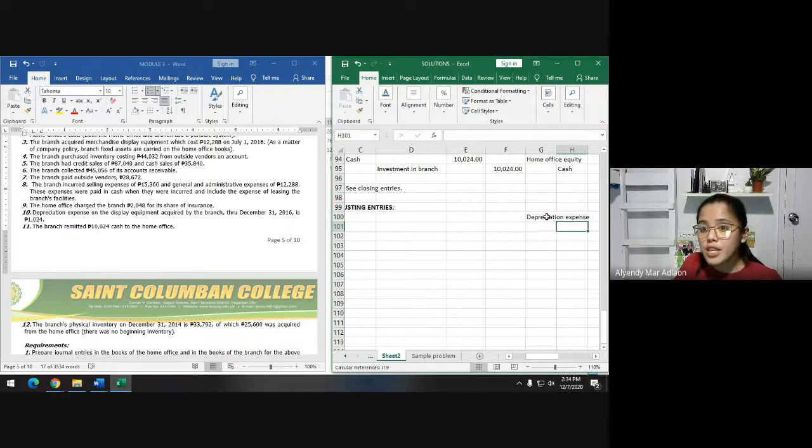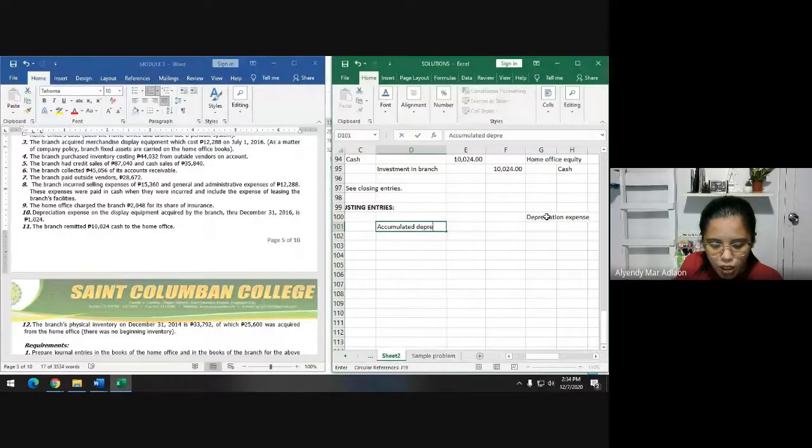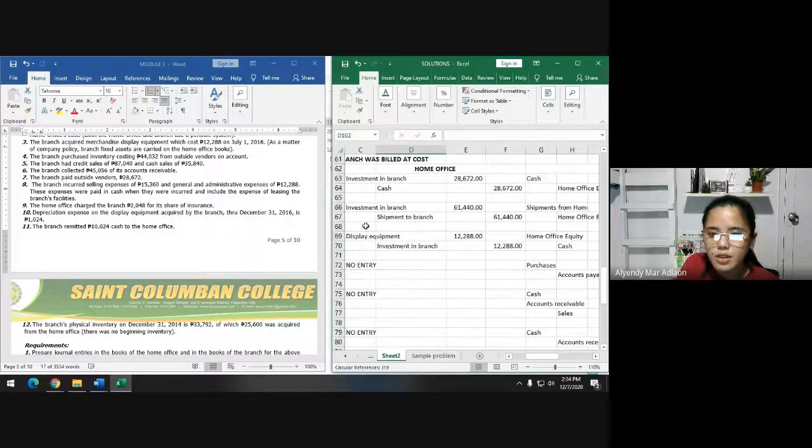Now, how about the corresponding credit na accumulated depreciation? We cannot record in the branch the accumulated depreciation. Why? Kay wala man sa iyaha ang display equipment nga asset. Now, since naa man kang home office ang display equipment nga asset, so the accumulated depreciation will be recorded in the home office. Accumulated depreciation of the display equipment. And of course, you have to identify that this is attributable to the branch. Display equipment, branch.